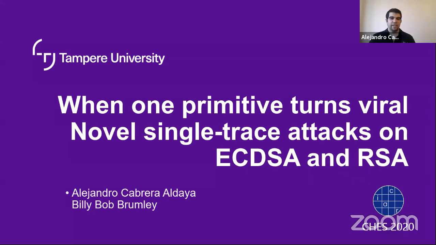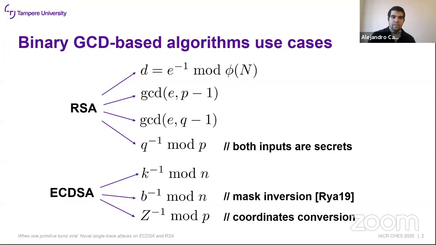Okay. Well, this is a short talk about the novel single trace attack on ECDSA and RSA paper. Binary GCD-based algorithms have many uses in crypto. For instance, RSA and ECDSA are some examples of them. These primitives can be used for either computing the GCD or for computing modular inverses.